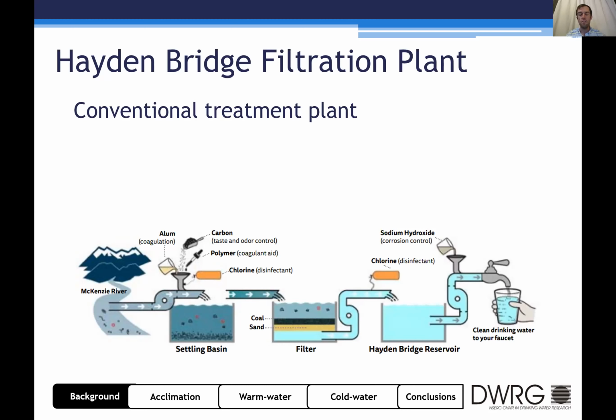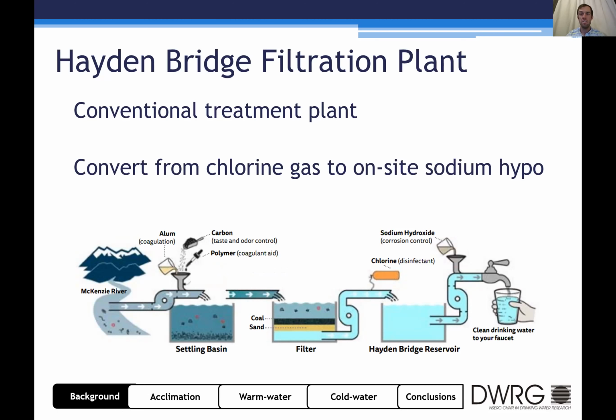So disinfection at the plant is provided with chlorine into a reservoir, and then sodium hydroxide is added for corrosion control before distribution. So a lot of the driver for this project that we participated in and are finishing up now was actually the elimination of chlorine gas and conversion to on-site sodium hypochlorite. So they've recently commissioned their on-site sodium hypo facility, and one of the design considerations for that was the elimination of pre-chlorination. So if they could eliminate pre-chlorine, that would reduce their chlorine requirements and in turn have a more effective and more cost-efficient on-site production facility.